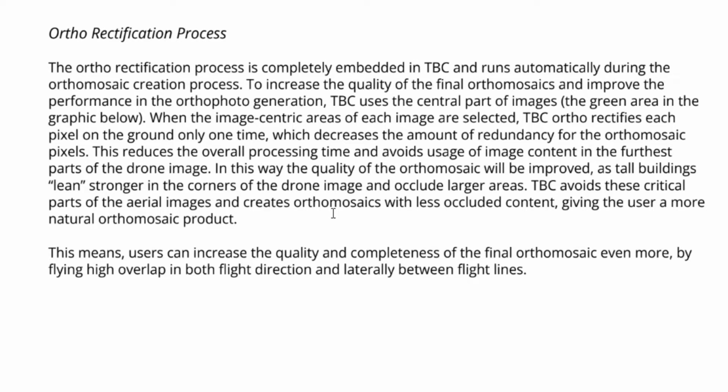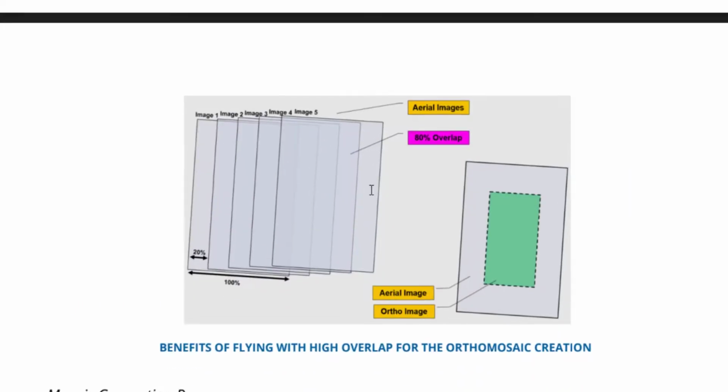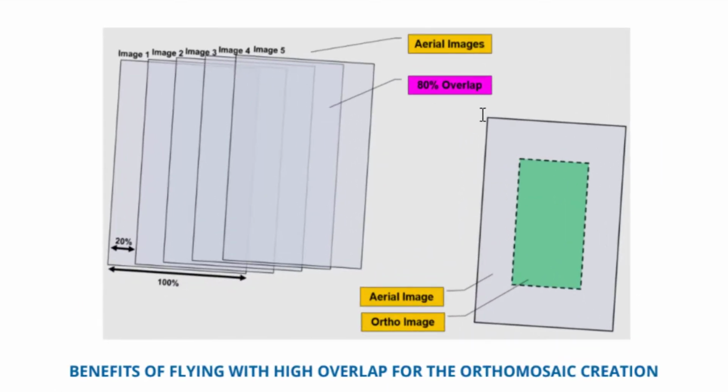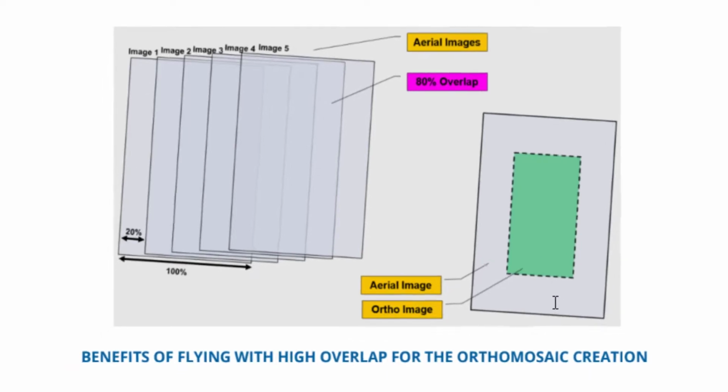So here now a little bit more advanced. As I mentioned, we are not using in the DTM and DSM the whole image for the auto rectification, but we are avoiding the image content in the furthest parts of the drone image, because there are the largest distortions and also the most leaning of objects happens in this part. And therefore, when we have an 80% overlap, then if this gray image is my image, we are only using this green area for the orthophoto rectification.